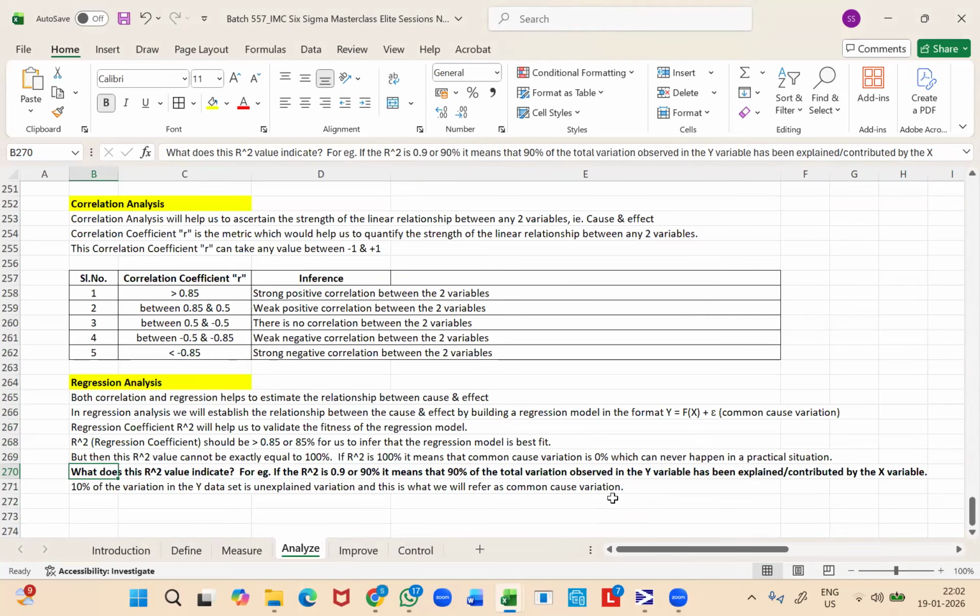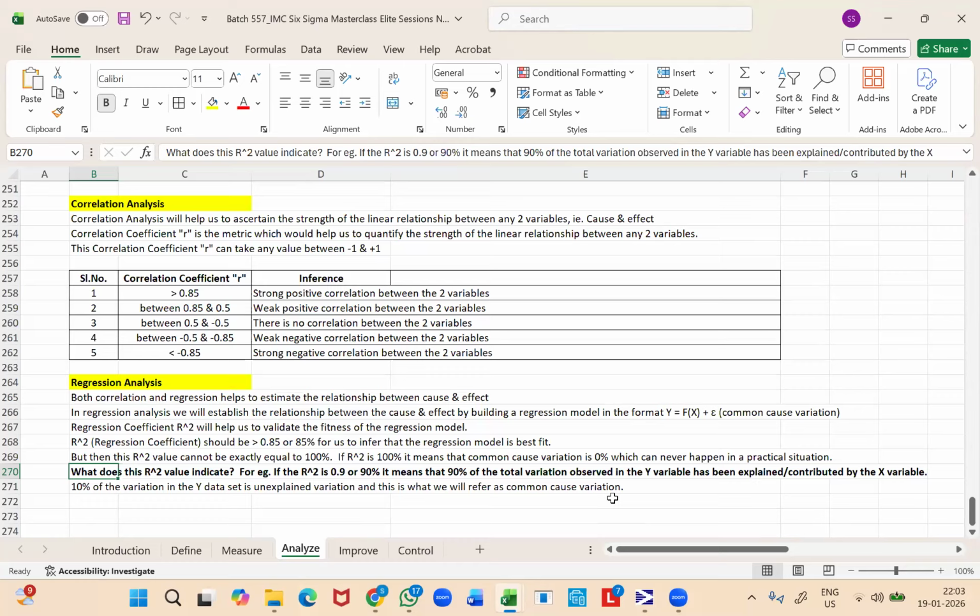So as the R square increases, you will see a decrease in the epsilon value, right? As the R square keeps increasing, going up from 0.85 to 0.9 to 0.95, etc., you will see a decrease in the common cause variation metric value, which is denoted by epsilon. This is how we will actually improve the scenario.